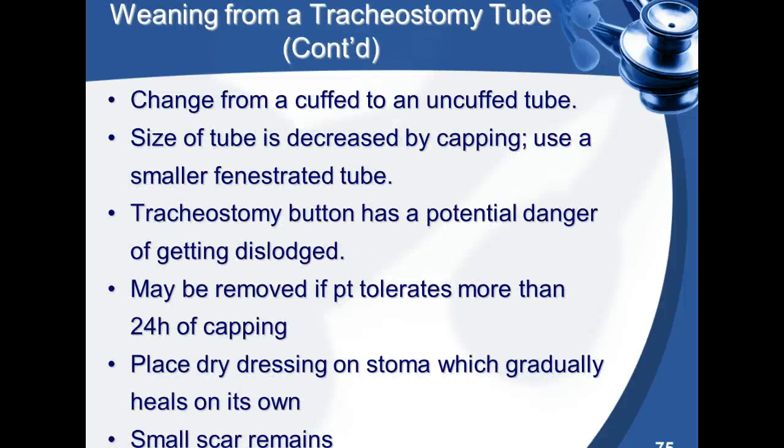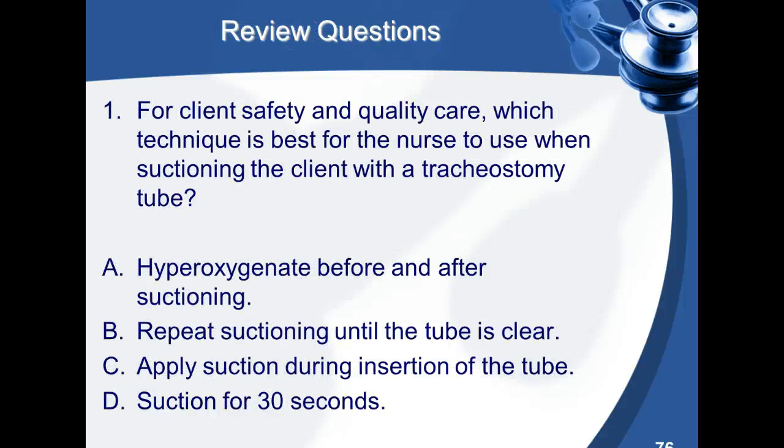Weaning from a tracheostomy. Change from a cuff to an uncuffed tube, which makes sense. Size of tube is decreased. By capping, use a smaller fenestrated tube. The tracheostomy button has a potential danger of getting dislodged. Be careful. It may be removed if the patient tolerates more than 24 hours of capping. Place a dry dressing on the stoma, which gradually heals on its own. A small scar, a lot of times, will remain.